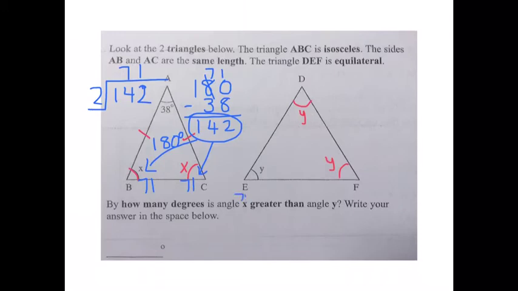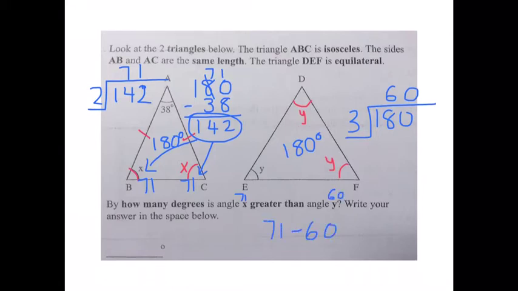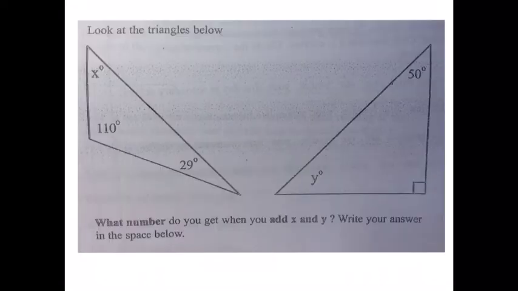X is 71 degrees. Then we have to work out the angle Y. So again, 180 in total, and there are 3 of them. They've been split evenly. So each of those Y angles is 60 degrees. So then we've got 71, take away 60. The difference between the two angles is 11 degrees.